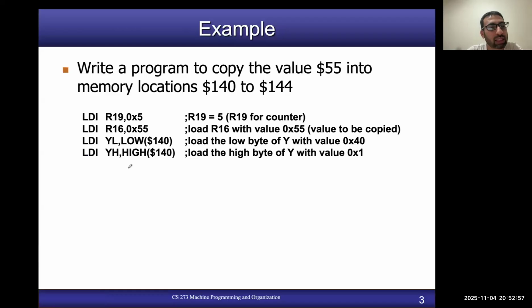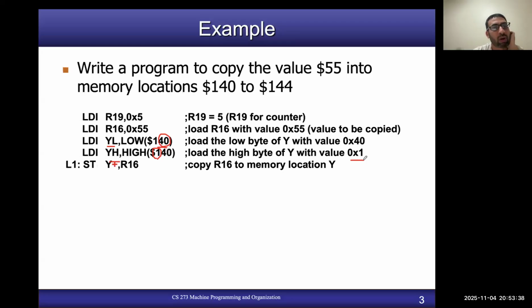Remember from last lecture, X, Y, and Z are all 16-bit and all of them can be accessed using high and low variants, like YL and YH. In YL, we are putting the low byte of 140, which is basically 40, right? And in YH, we are loading the high byte of the address, which is 0x01. So we are loading the low byte of Y with value 0x40 and the high byte with the value 0x1. So we have now loaded the address, right?